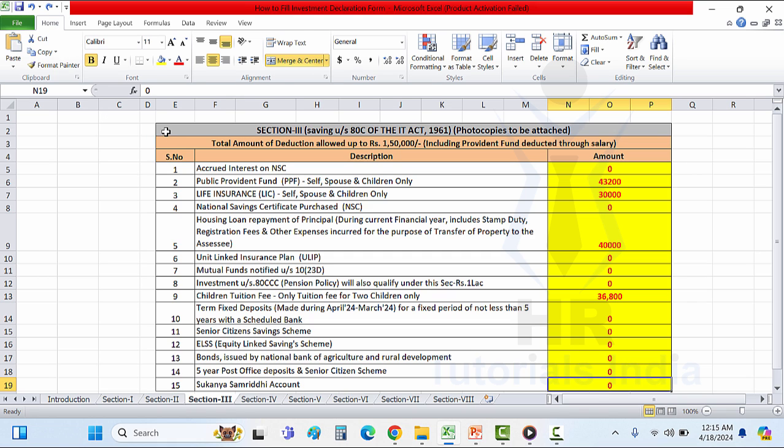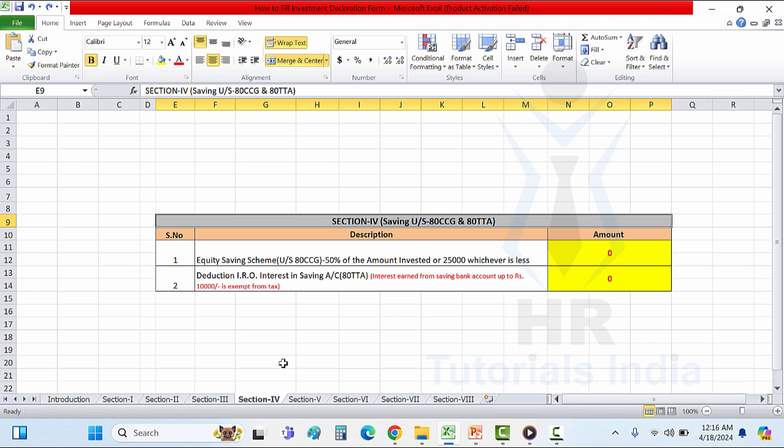So dear friends, these are the exemptions which has been applied by the employee under the section 80C. And when we count all the amounts together, it's coming to 1,50,000 and the ceiling is 1,50,000. So the total amounts what has been declared will be exempted from tax. Now let's move on to the section 4.